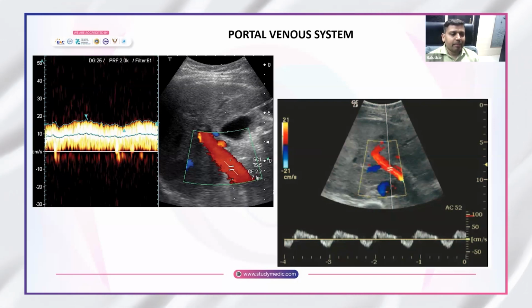But what will happen in case of portal hypertension? There will be resistance to the flow of the portal vein into the liver parenchyma, and there can be dampening of the flow, and in severe cases there can be reversal of the flow, intermittent or permanent, persistent reversal can occur.